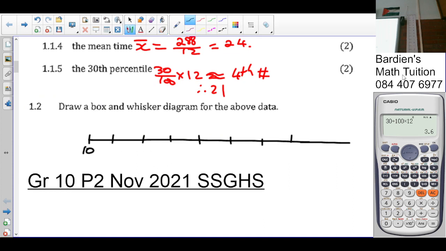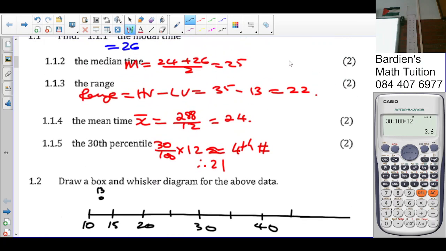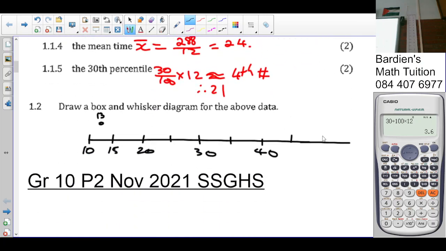Okay, so I'm going in fives: 10, 15, 20, 25, 30, 35. Yes, 5s was right. So of course there's going to be the 5s in the middle. The smallest value is 13, so if this is 15, 13 is approximately there. And the maximum value is 35. Definitely 35 would be here.